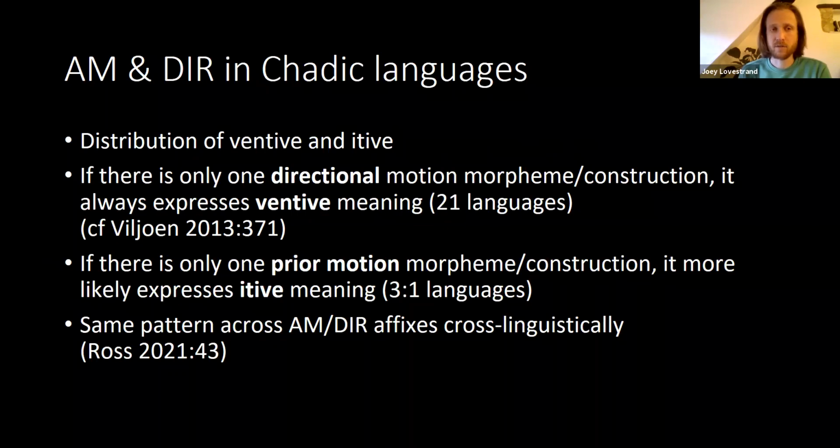Looking broadly at the patterns of distribution of ventive and itive, we find that if there is only one directional motion meaning, that will always be a ventive meaning, whereas if there's only one prior motion meaning, in three of four cases, that's only an itive meaning. So we see a correlation here between ventive with directional forms and a preference for itive with prior motion forms. And that's the same pattern that occurs across associated motion and directional affixes cross-linguistically. We continually see this correlation, this preference for ventive with directionals and itive with prior motion.